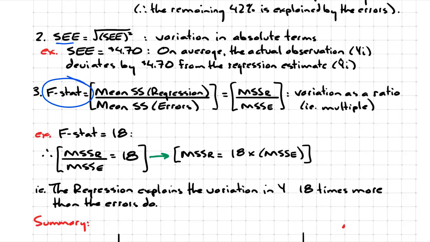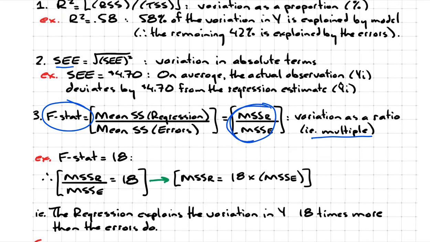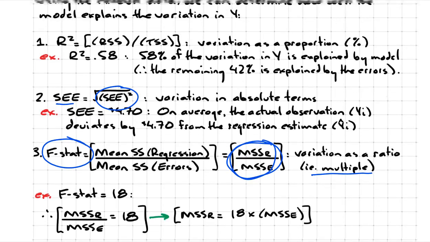FSTAT looks at the mean sum of squares of the regression and divides it by the mean sum of squares of the errors. And what this says is how much more of the variation is explained by the regression relative to the errors. So when you convert this into a ratio, which is what FSTAT is, the way that the significance is being formatted is in terms of a multiple. It becomes a multiple. Now all this information, whether it's mean sum of squares or SEE squared, is found in the Anova.